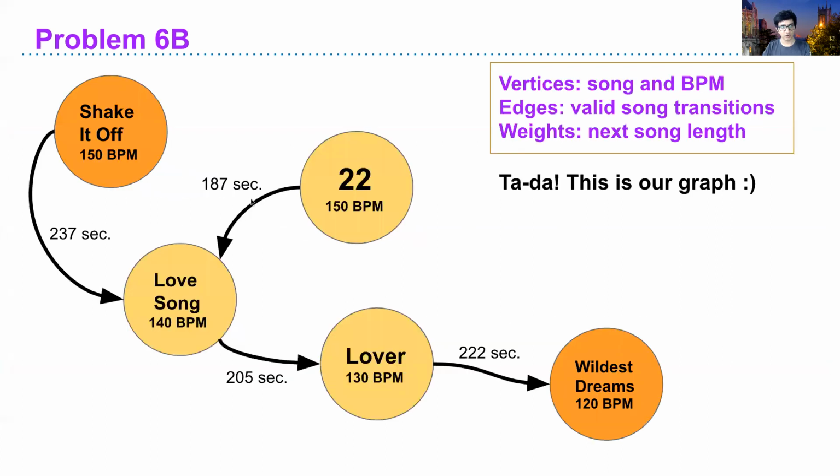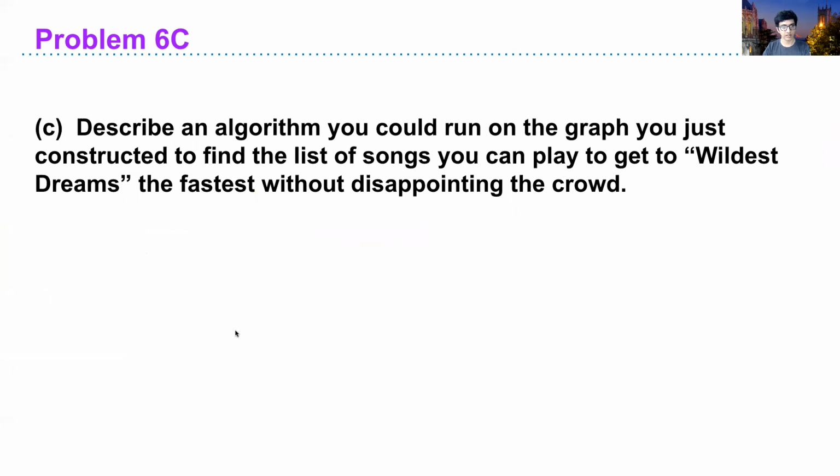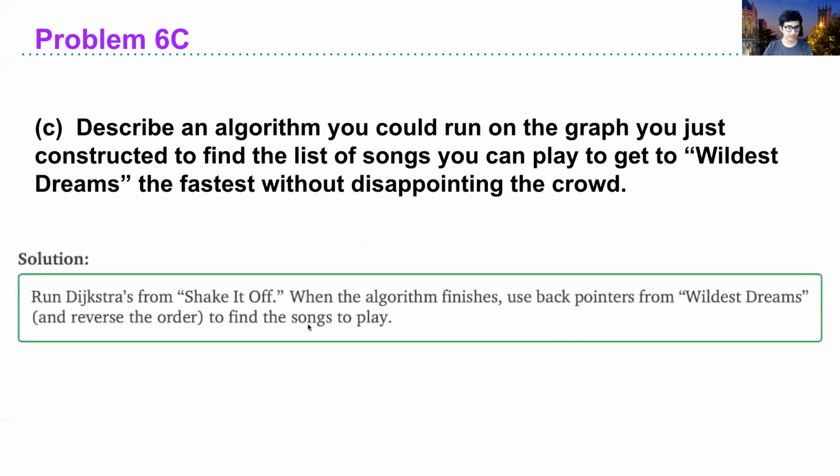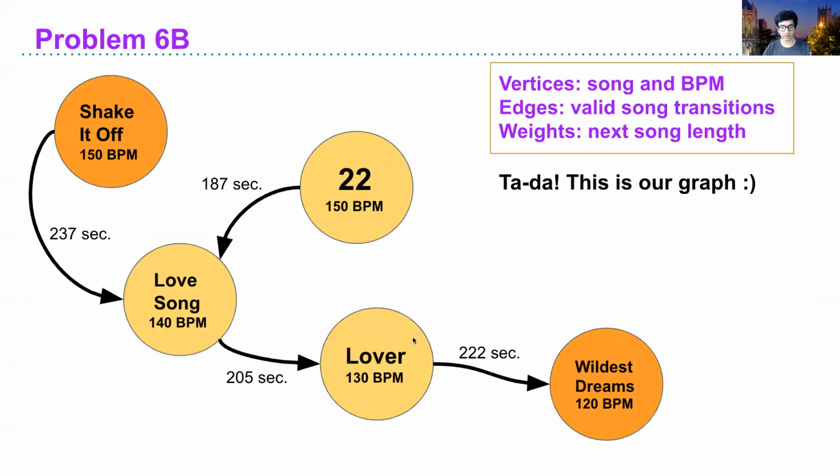All right. Now to think about the fastest way: what transitions do I need to make to move from here to here, and how do we do it in the quickest possible way? What's one algorithm that we can run? It's Dijkstra's, right? When the algorithm finishes, you can use back pointers from Wildest Dreams and reverse the order to find the songs to play. Once Dijkstra's is finished, it's going to find the shortest path between Shake It Off and Wildest Dreams. Then you can just follow this path back and see which songs to play to reach Wildest Dreams.